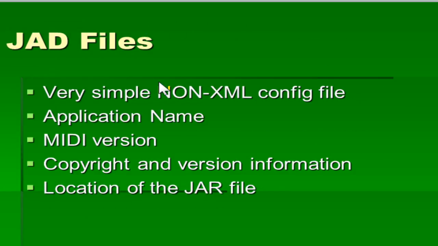So what we have in a JAD file is a very simple non-XML configuration file. It has the application name, the MIDlet version, the copyright and version information, and the location of the jar file. I mean, this has the information about the jar file. The basic thing is the jar file, which has the actual things, but the JAD file is telling about the jar file, what type it is and how to run it and all.